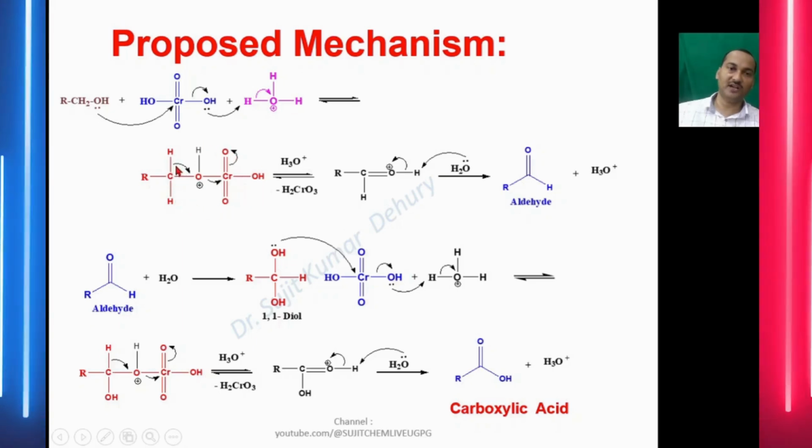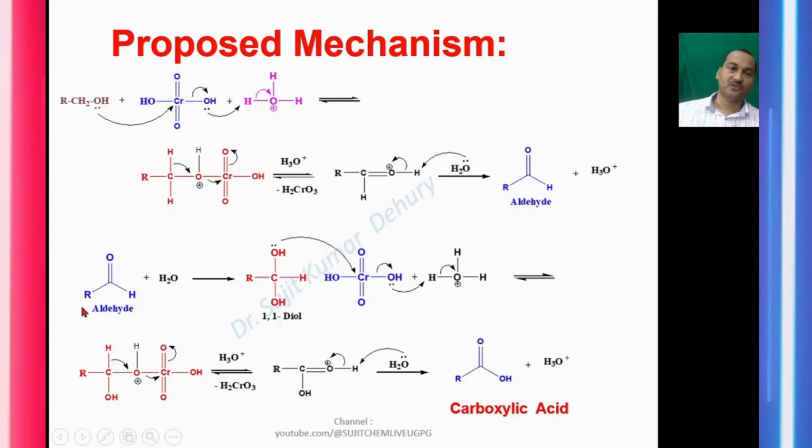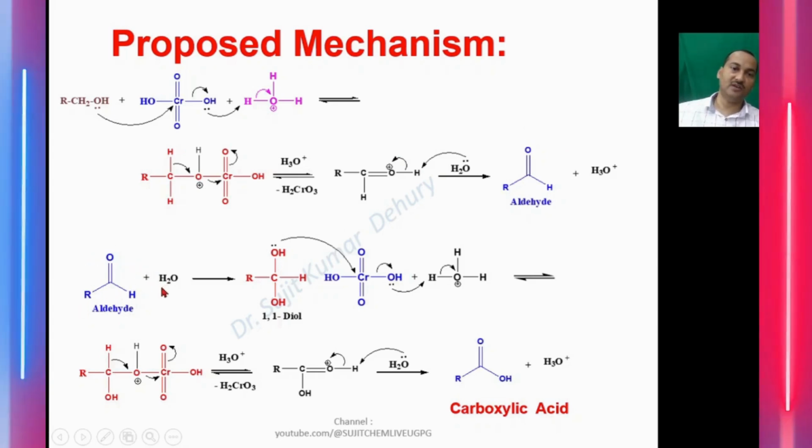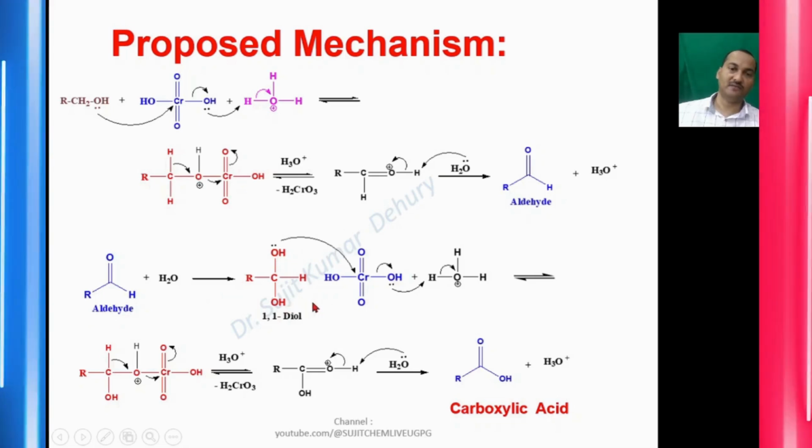Again here simultaneous bond breaking and bond making will take place, leading to this protonated aldehyde. And again water takes this proton and this O-H bond will break on O+. So you end up with aldehyde. So once you get this aldehyde, it will react with water. So you get 1,1 diol, gem diol.